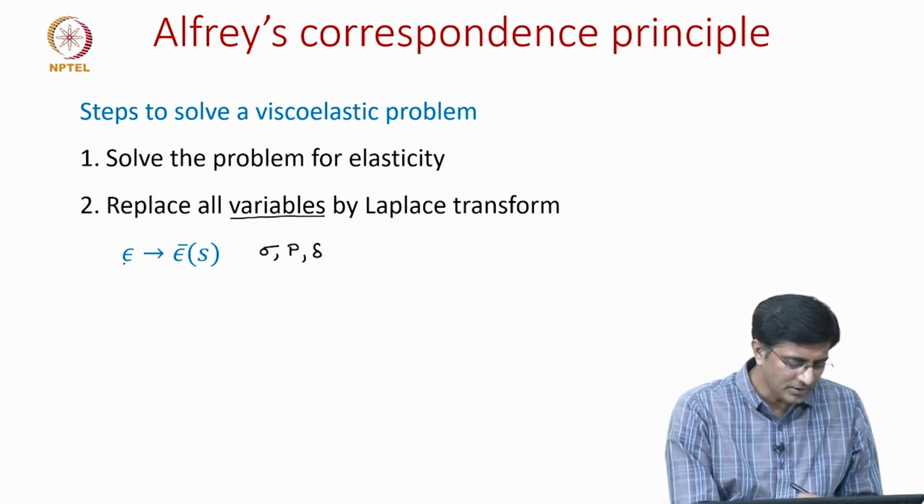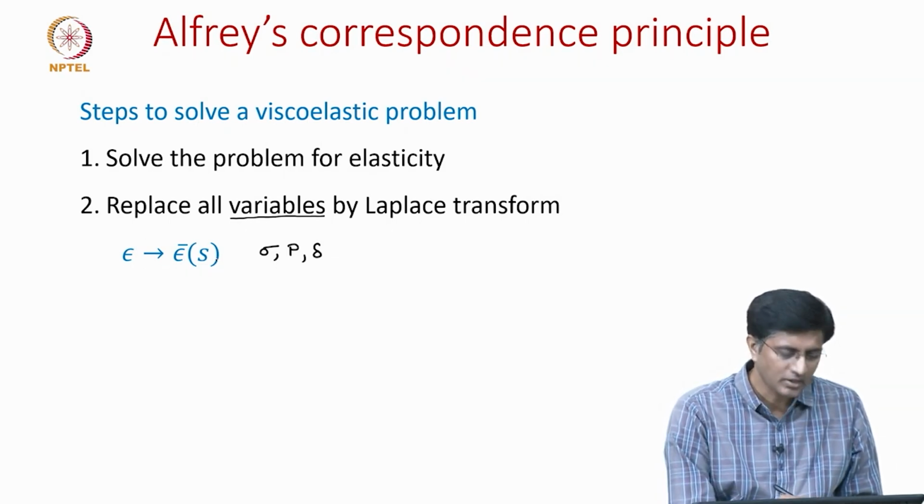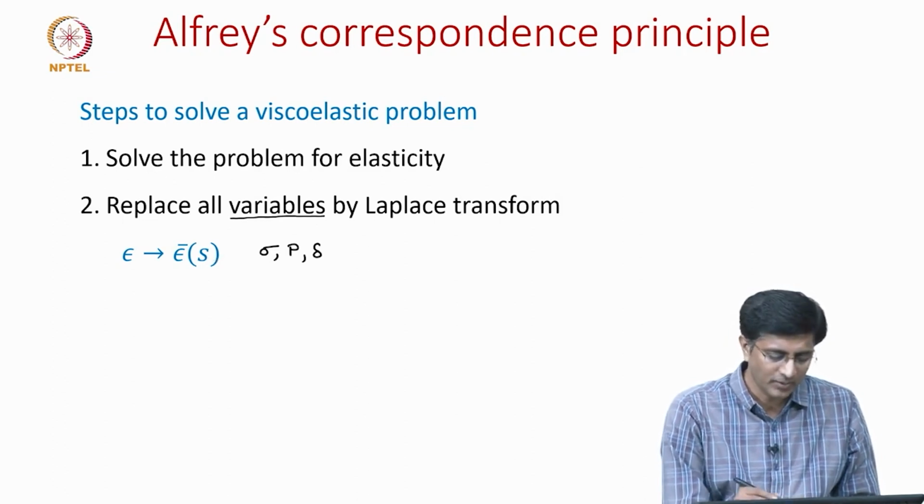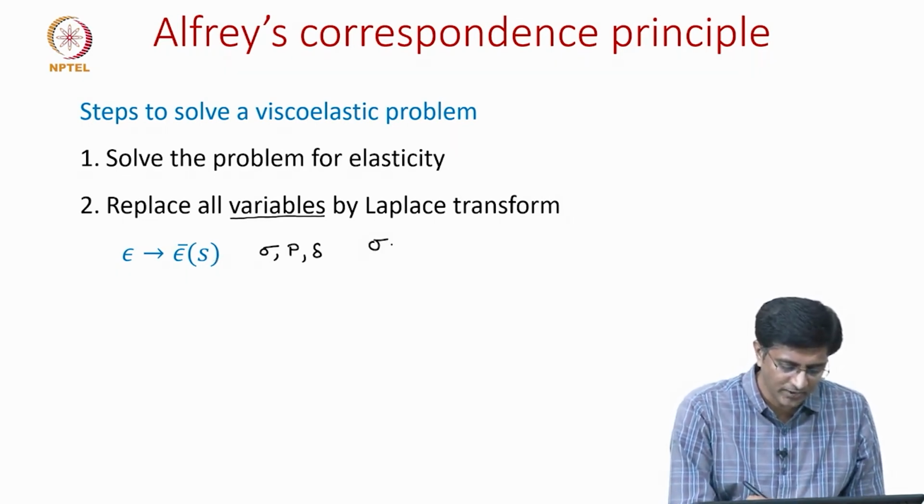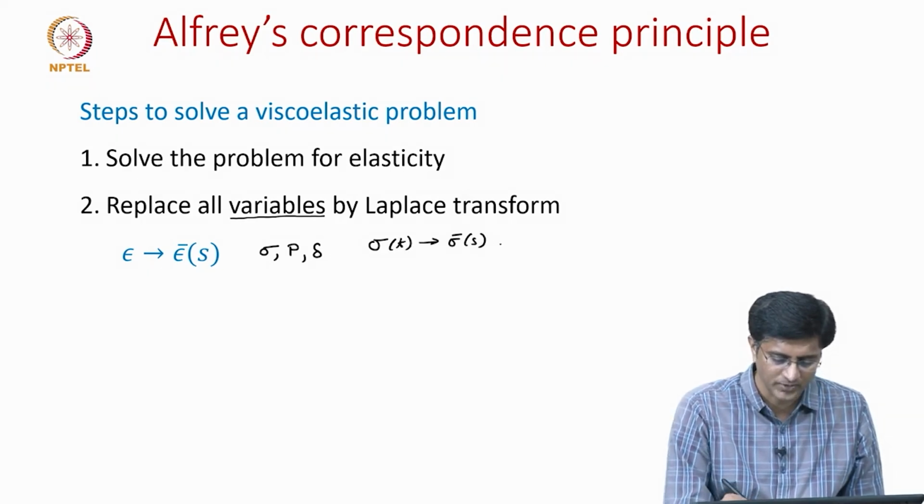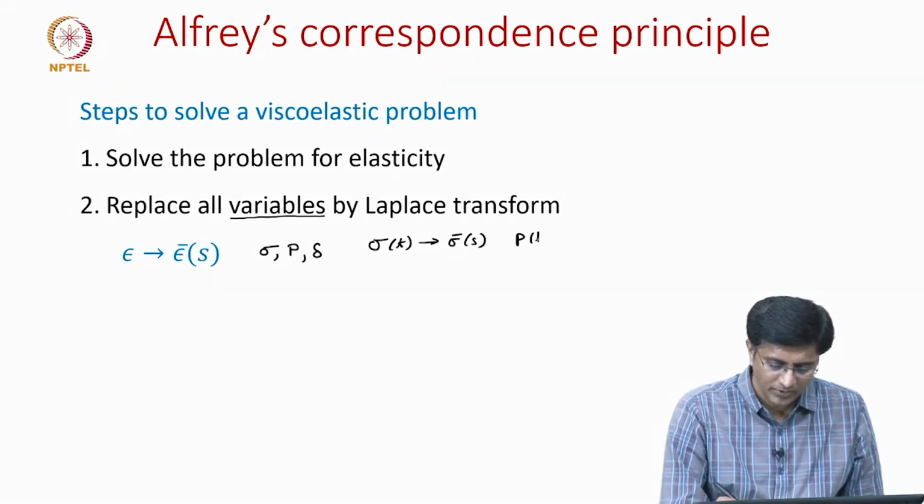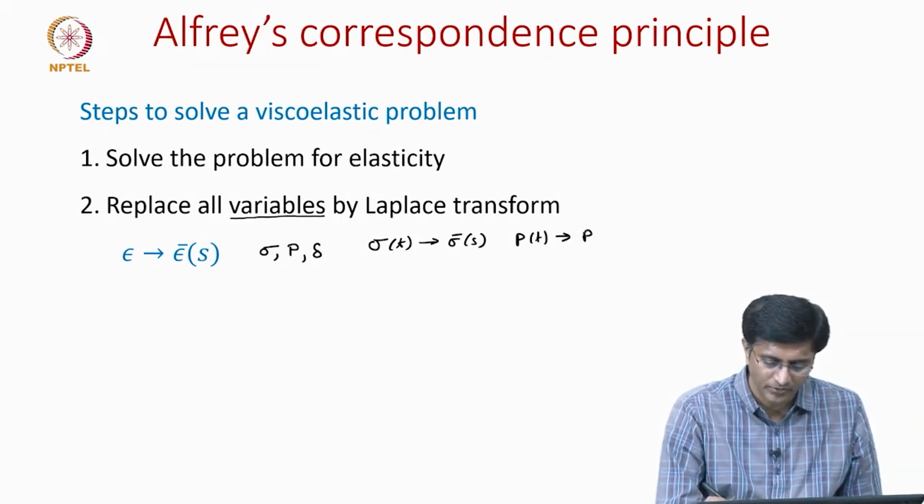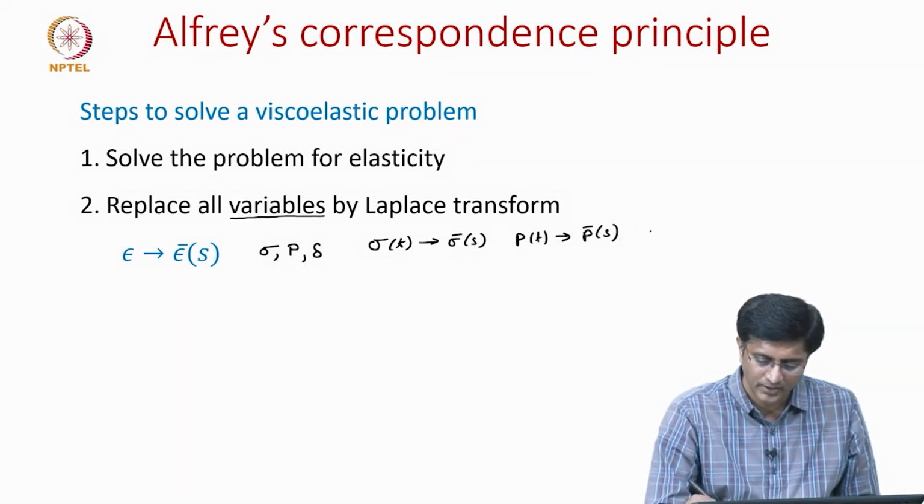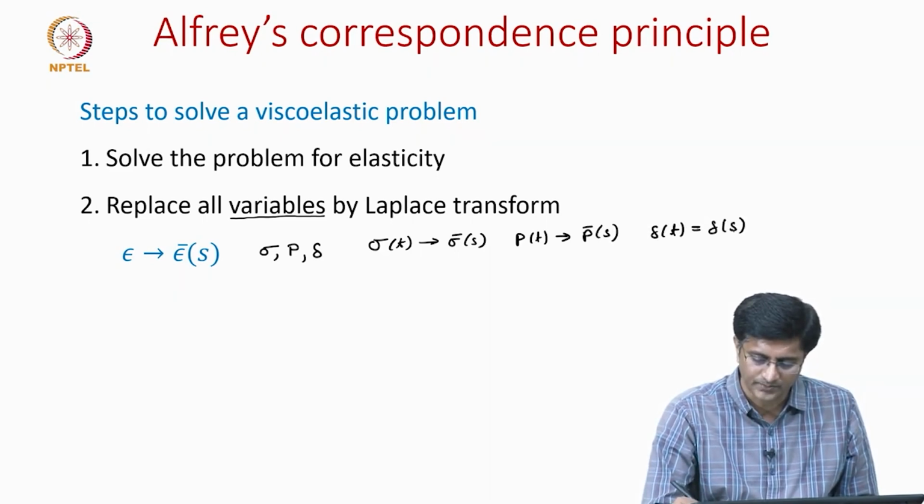Then we will replace these variables with the corresponding things in the Laplace transform. So, the stress, we write sigma of t, I will replace it with sigma of s. P of t will be replaced by P of s, and delta of t will be replaced with delta of s.